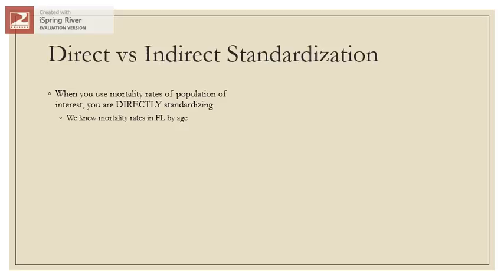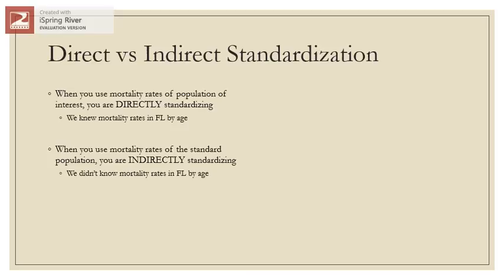Okay, so here's a couple of ways to remember direct versus indirect. When you use the mortality rates of the population of interest, that was Florida in our example, you are directly standardizing. We knew the actual true mortality rates in Florida. When you use the mortality rates of the standard population, that was the United States in our example, you are indirectly standardizing.